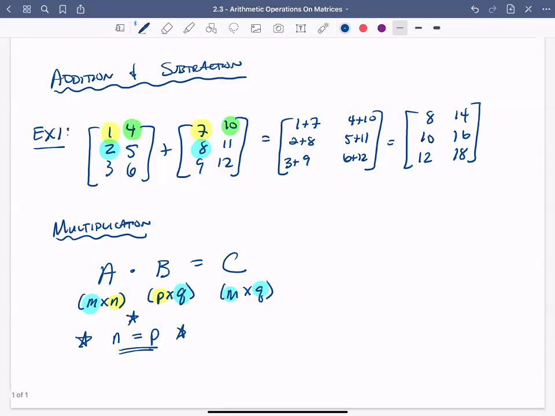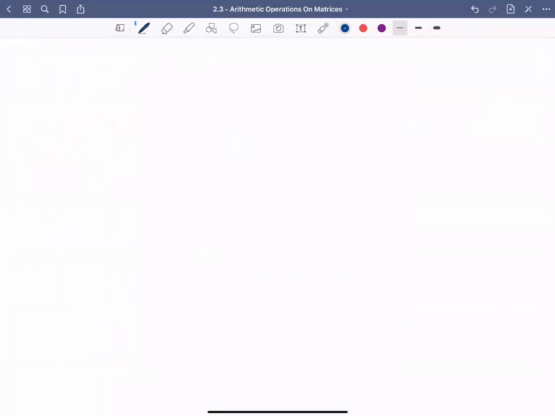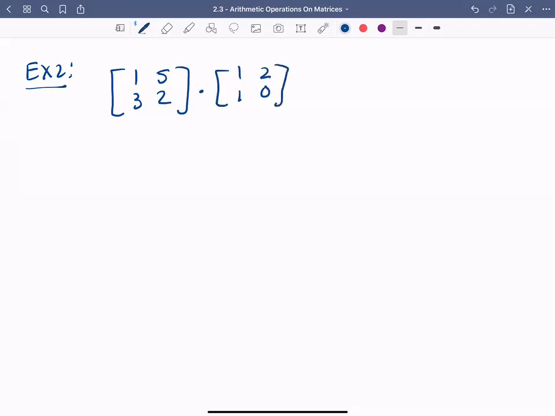So I'm going to start with an example here, and it's just going to be a square matrix. So example 2. I'm going to say 1, 3, 5, 2 times 1, 1, 2, 0. And I know I can do this because this matrix is a 2 by 2, and this matrix is also a 2 by 2. So you can see that these match, which is good. But then you also know that our end product is going to be a 2 by 2.